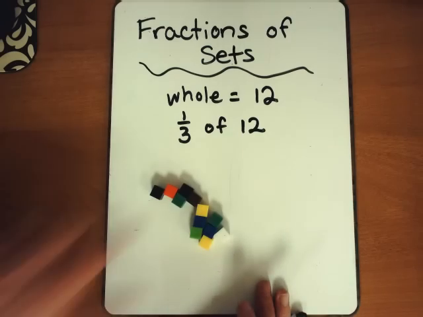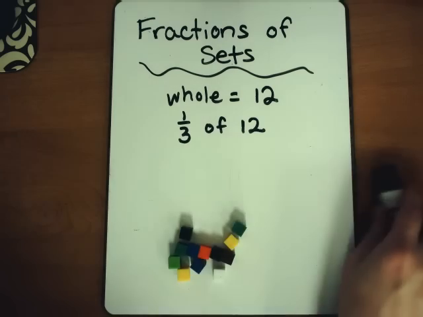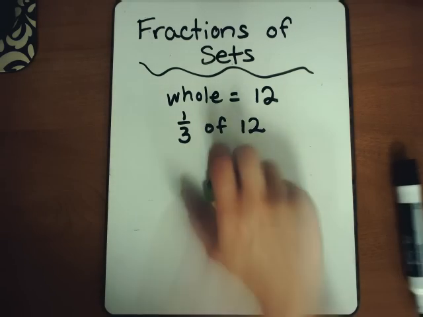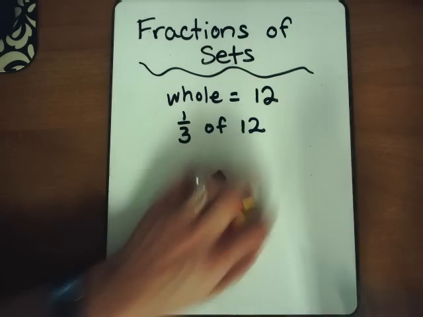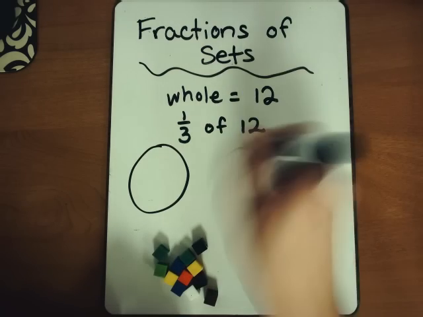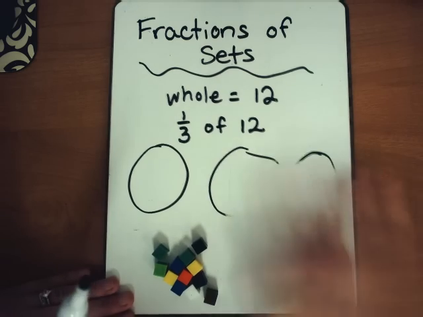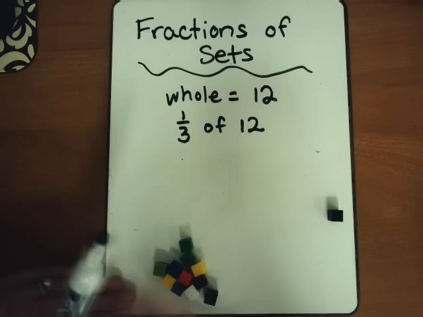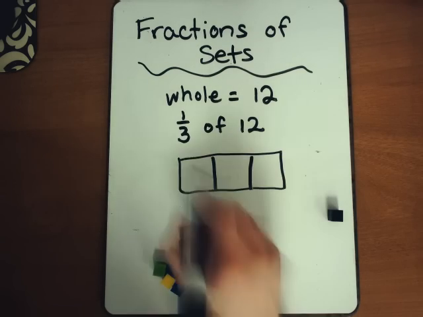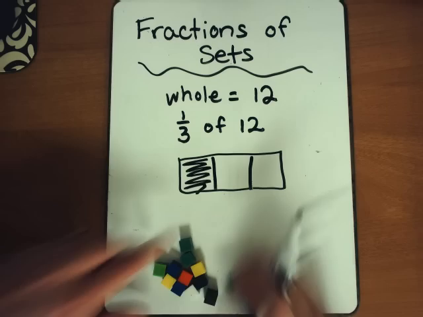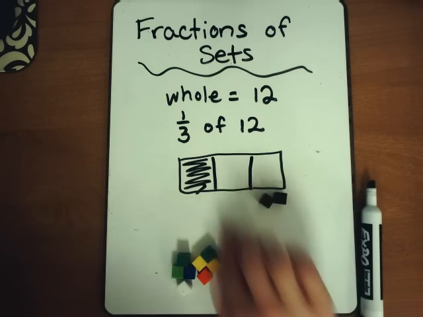You might ask yourself, 12 broken up into 3 equal groups, how many is in each of those groups? So I've got 12 right here, and I want to find out what 1/3 of 12 is. I'm going to go ahead and get myself 3 groups. If I'm going to be breaking up my whole, my 12, I need to break it up evenly into 3 equal groups.